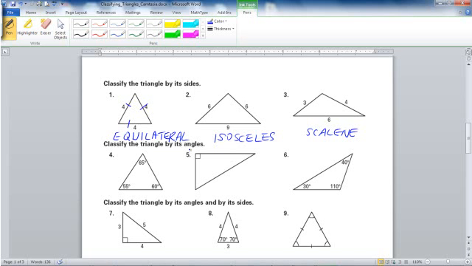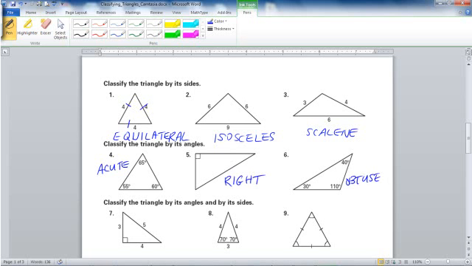Now, classify the triangle by its angle measures. We look at 65, 55, and 60. None of them are 90. None of them are greater than 90. So these are acute angles, so it's an acute triangle. This has the right angle mark in it, so we call it a right triangle. And this has an obtuse angle in it, so we call it an obtuse triangle.